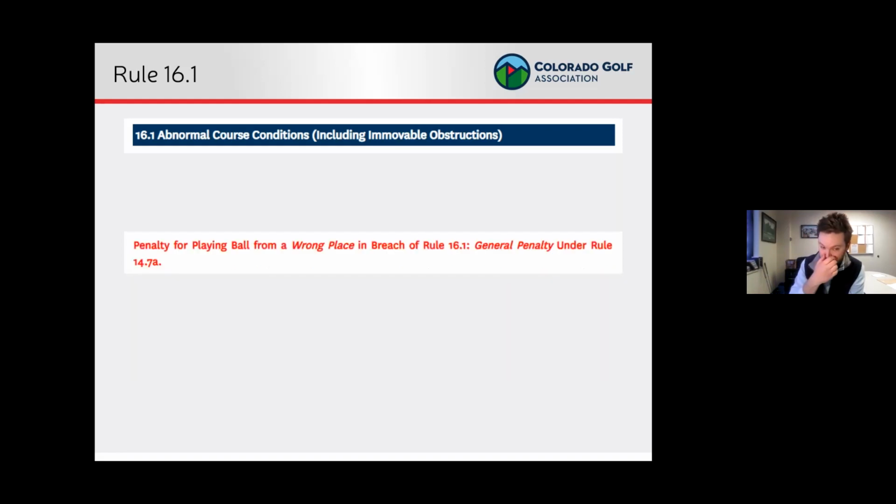And then the penalty for playing a ball from a wrong place in breach of Rule 16.1 is the general penalty. That would mean if you were standing on that flower bed and didn't take relief, or played out of the flower bed that was defined as a mandatory no play zone, that's a wrong place because the rule said you must take relief. You didn't. So whenever you see must take relief, must not play the ball, typically you're going to have a wrong place following that. So if I played out of that, not a serious breach probably, but I'm going to get two penalty strokes or lose the hole in match play.